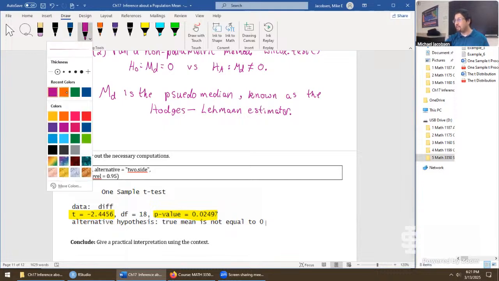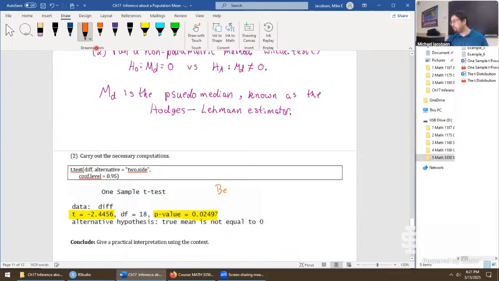Let's just say it this way. Be sure to show the test statistic t and the p-value.